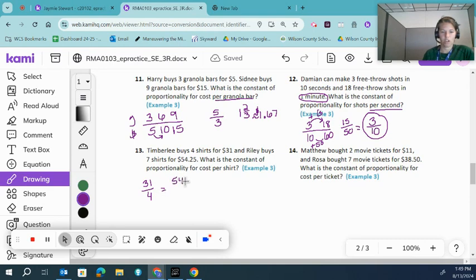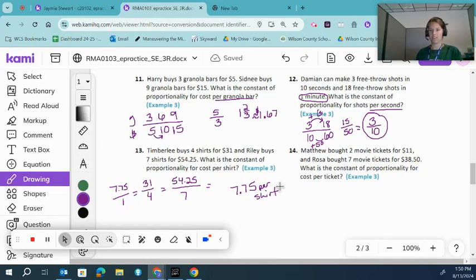$31 for 4 shirts and $54.25 for 7 shirts. And again, if we simplify this, we can do 31 divided by 4, and that gives me $7.75 for one shirt. And I want to make sure that it's the same for the other one, so I'm going to do $54.25 divided by 7, which is also $7.75. So my constant of proportionality per shirt is $7.75.